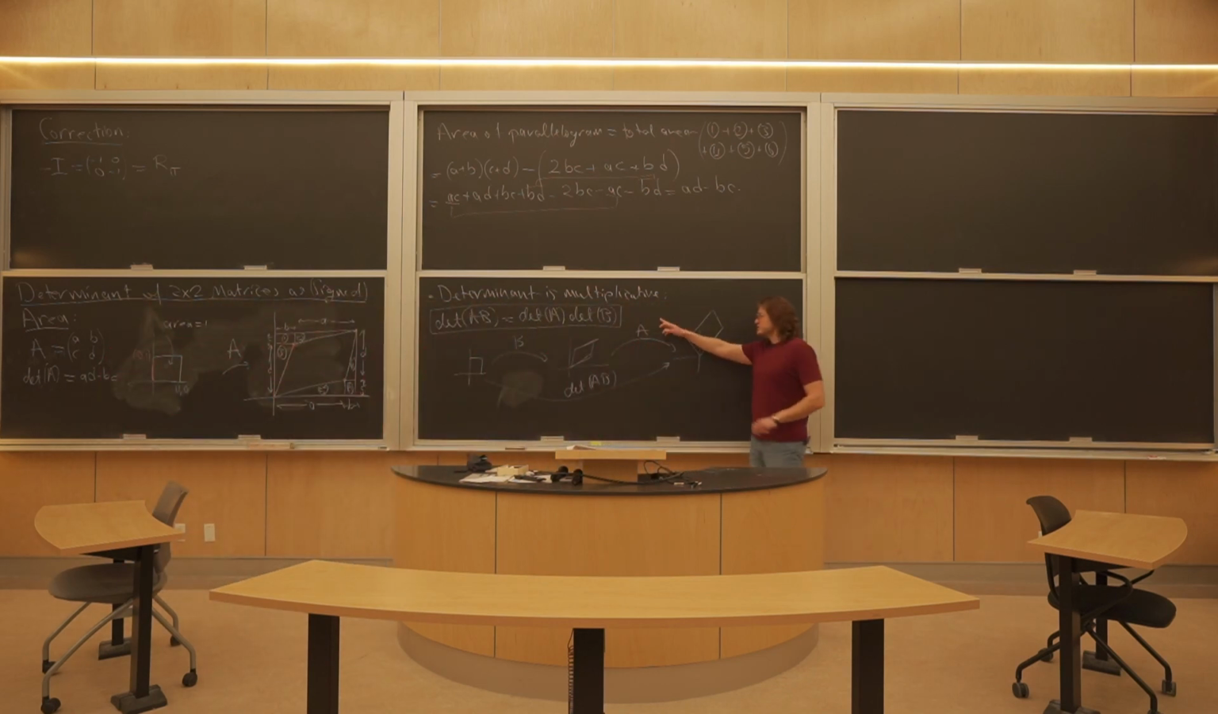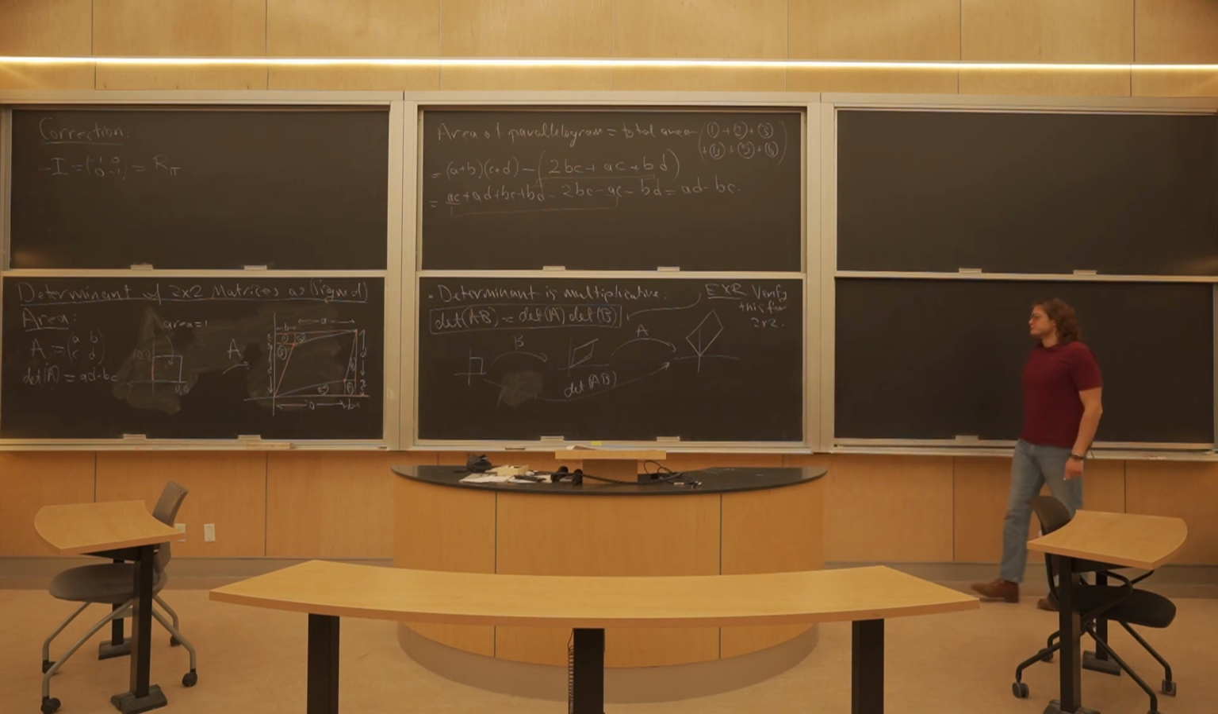Should we do this calculation in 2 by 2 or no? Maybe I should leave it to you. It's not very illuminating to watch other people do it. Exercise. Verify this for 2 by 2. We had already computed a bunch of determinants a couple of weeks ago, I think, for 2 by 2 matrices, so I'm just going to leave it at this.